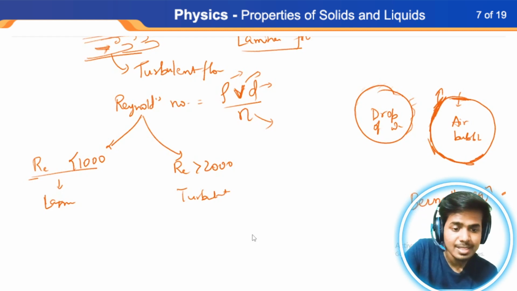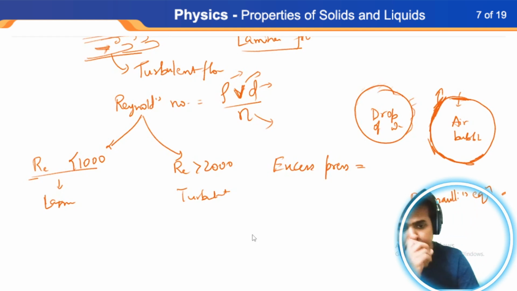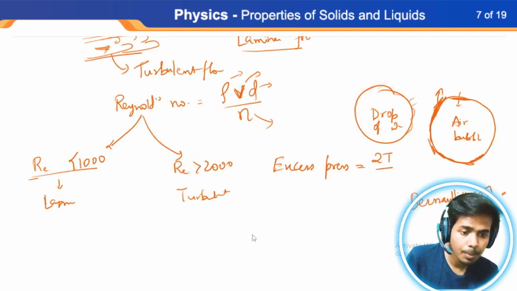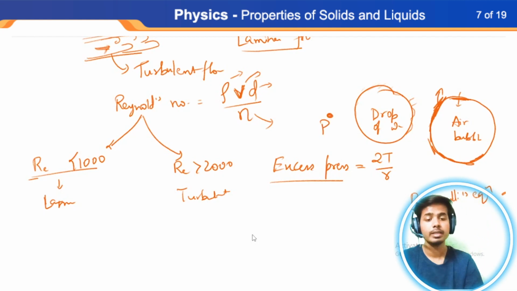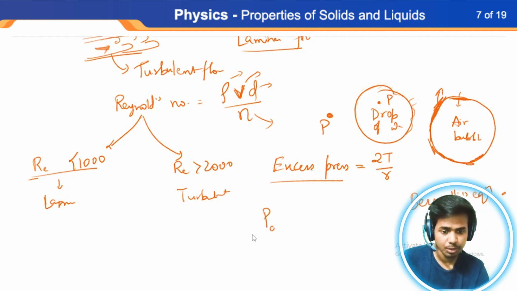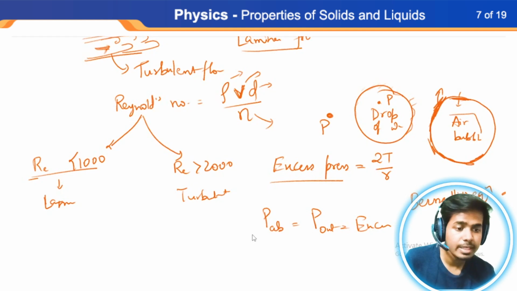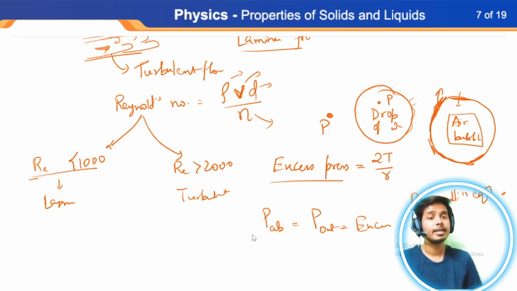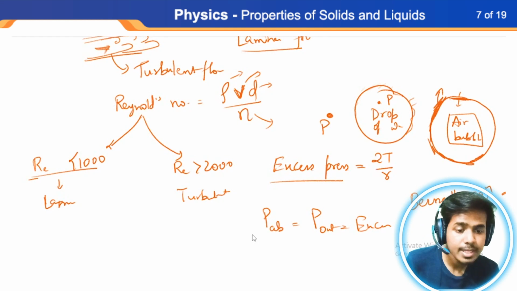And the excess pressure in this case is 2T upon R. What is the meaning of excess pressure? Excess pressure means if P is the pressure in the environment, then the pressure inside the drop, P absolute, will be equal to P outside plus excess pressure. And the excess pressure inside the bubble, since it has two different interfaces which are both acting to reduce the surface area, will be twice that.